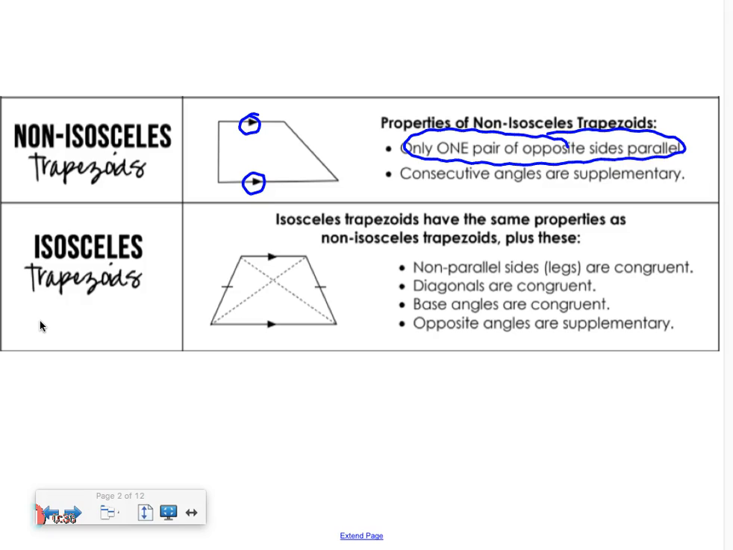Now what makes an isosceles trapezoid different? Think of an isosceles triangle. How many legs or how many sides are congruent? Two, right? So our legs here are congruent, which makes it an isosceles trapezoid.